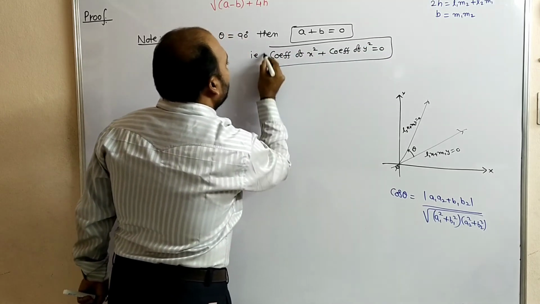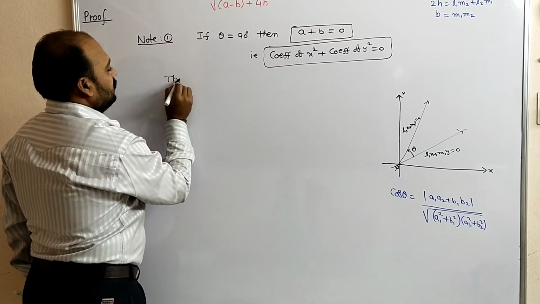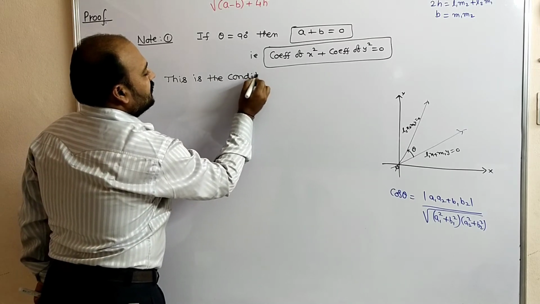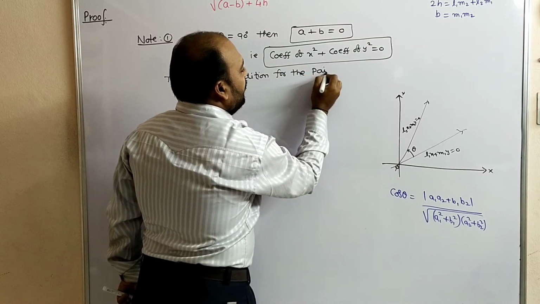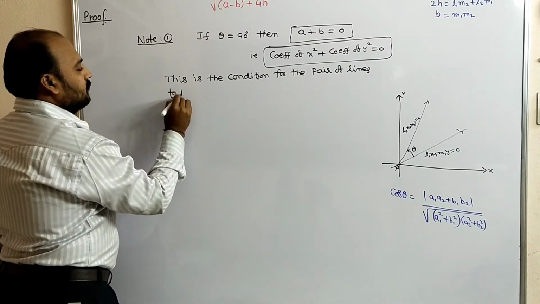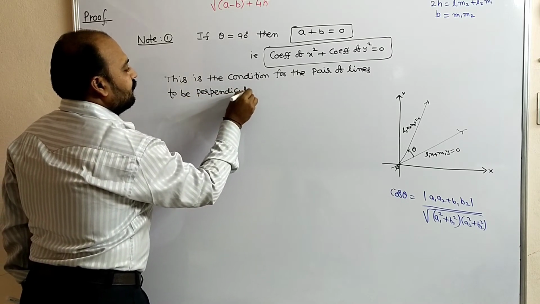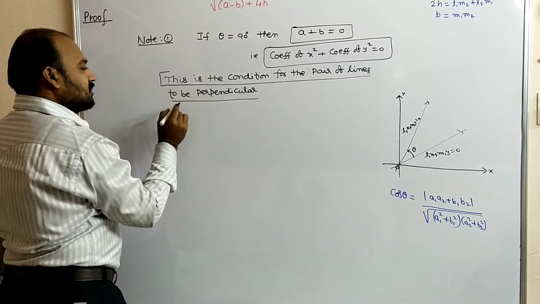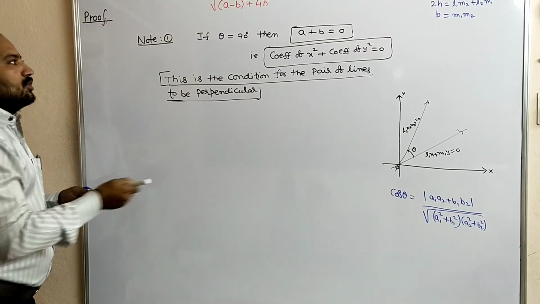This is the condition for the pair of lines to be perpendicular, or mutually perpendicular. Very important note. Based on this, we have questions also in homogenizing problems. We'll move to the next note, note number 2.